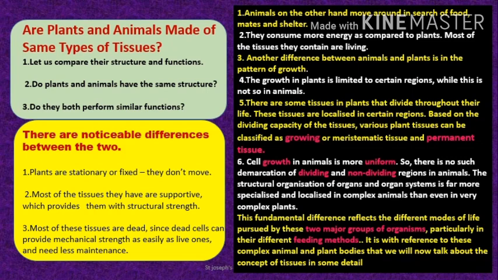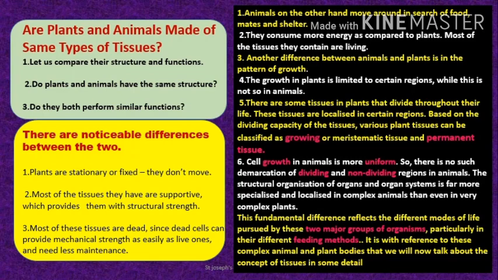So there are some tissues in the plants that divide throughout their life, and these tissues are localized in certain regions based on the dividing capacity of the tissues. Various plant tissues can be classified as growing or meristematic tissue and permanent tissue.